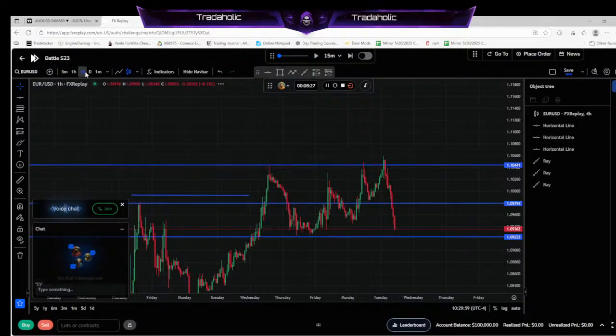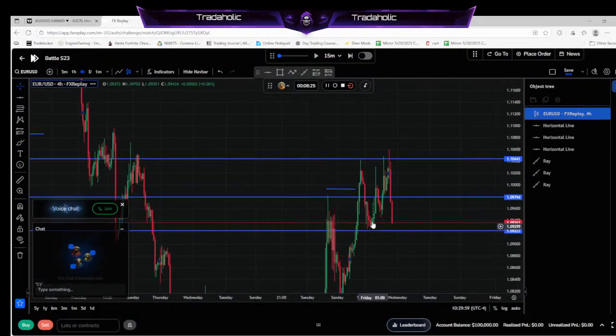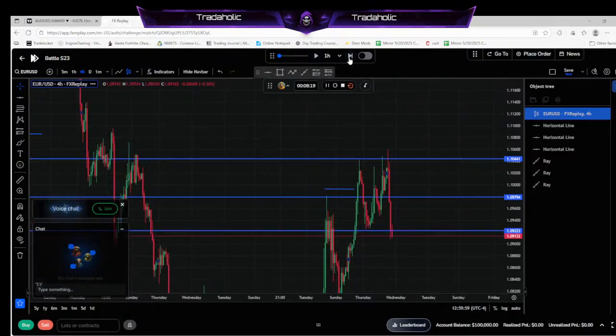1 hour just shifted bearish. We got our 4-hour time frame shifting bearish below this level. So we could take some sells below here. Sorry, I'm talking too fast. I'm just trying to speed run.